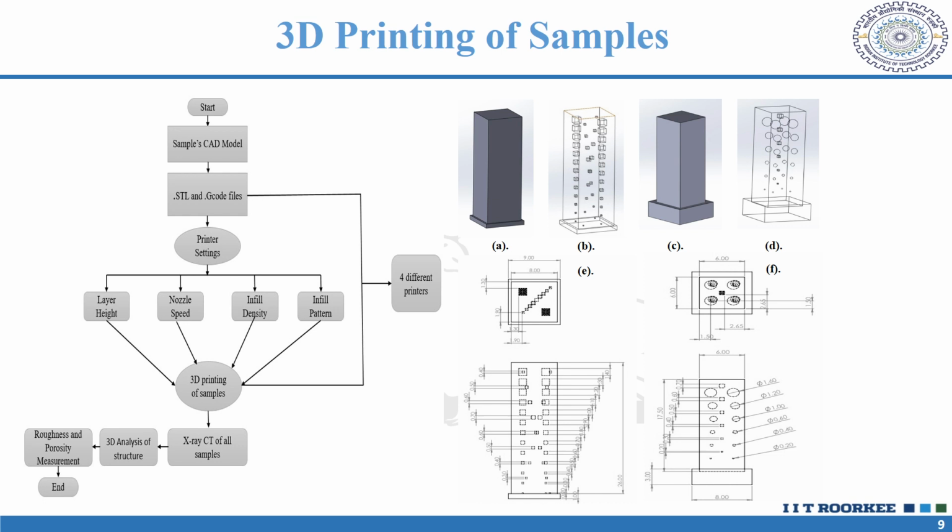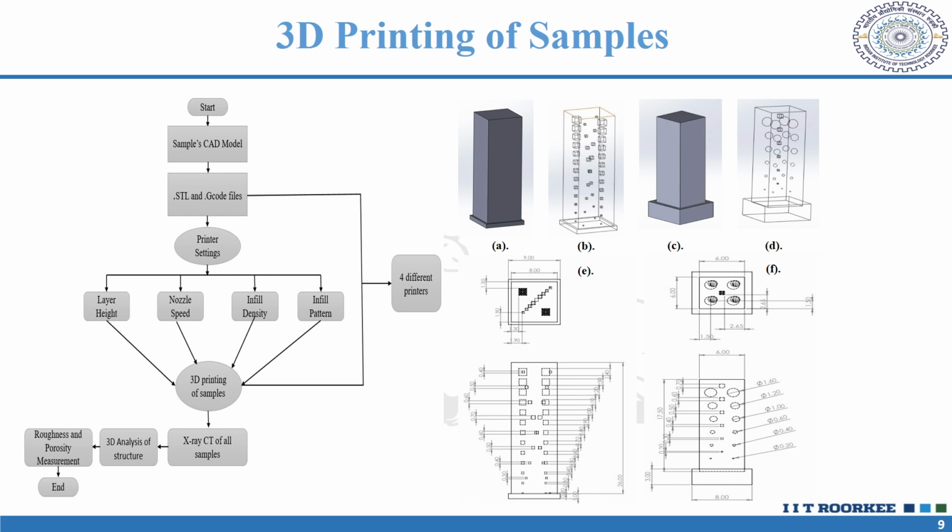In second sample we inserted a combination of spherical and cubical voids. We inserted them because we want to see which printer is able to print the inserted voids and which is not able to print. And after CAD designing, we varied different printing parameters.